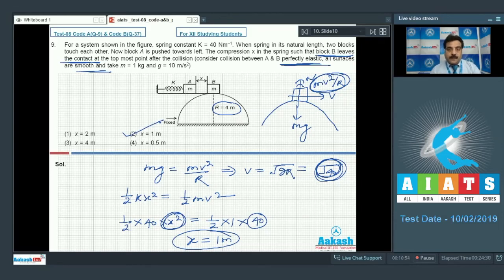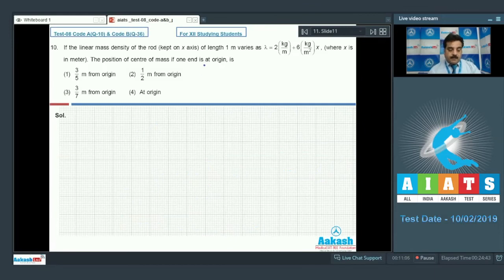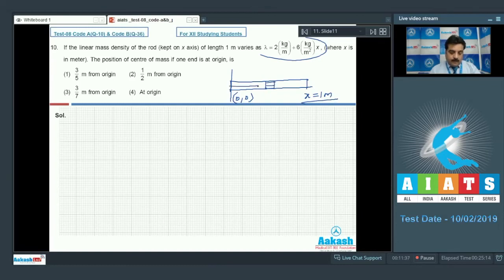So let's move on, question number 10. In question number 10, the linear mass density of the rod is given as 2 plus 6x, x in meter. Find the position of center of mass if one end is at origin. This is a very famous question and a good question also. If I take this as my origin, I will write the coordinate 0, 0. According to the situation, x will be 1 meter here. For the calculation of center of mass, if I take one small element here, the position of this element from origin is x, the length of this element is dx, and I consider its mass to be dm.